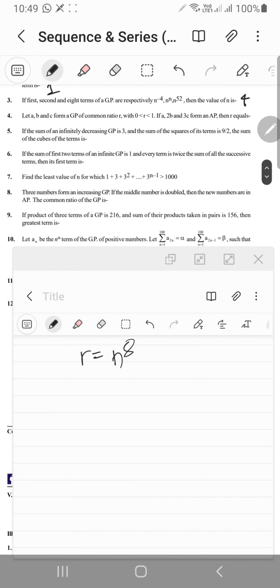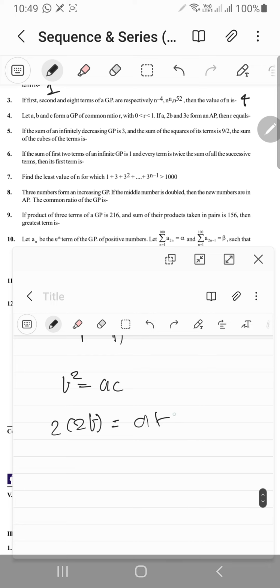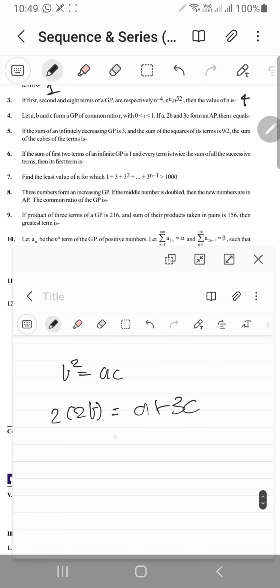Okay, next. Let A, B, C form a GP of common ratio R. If A, 2B and 3C form an AP, then R equals? ABC form a GP. That means B squared equal to AC. You can derive this on your own, right? It's just B upon A equal to C upon B. From that you can get this equation. Similarly, for the AP you can get 2 times 2B equal to A plus 3C. I don't need to guide you for this small step.